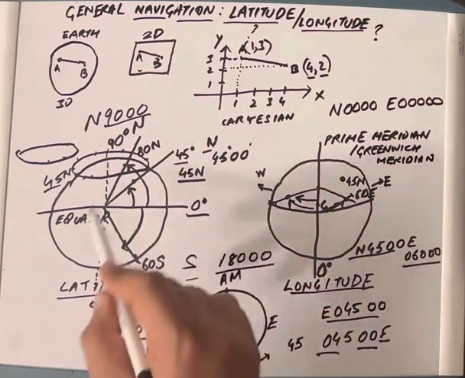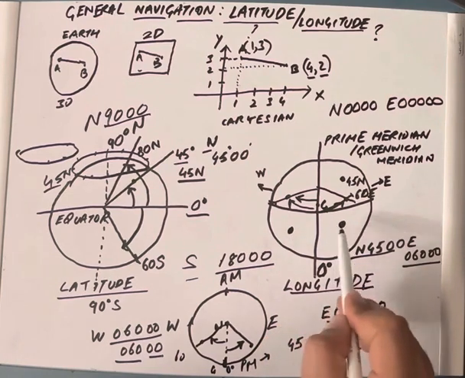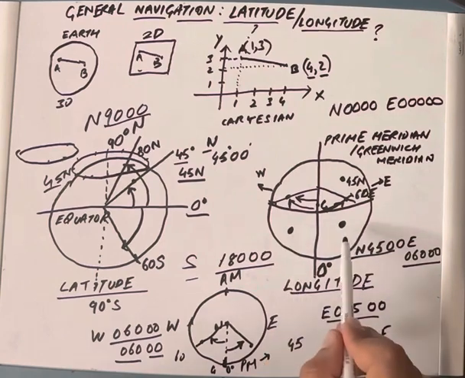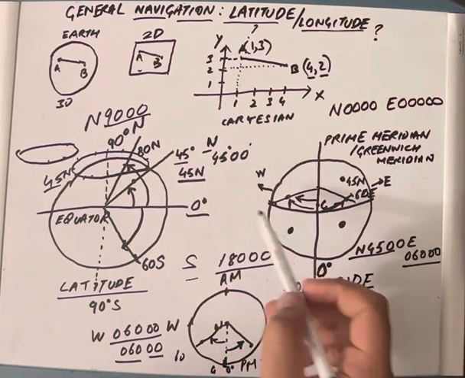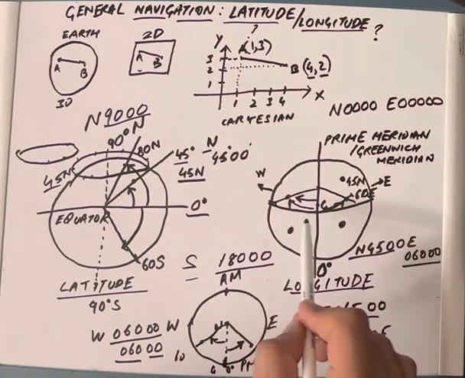So using all this, we can navigate from place A to place B anywhere on Earth using its latitude and longitude. This is basically a complex representation of the simple Cartesian system in 2D to a 3D angular measurement which we use in general navigation.